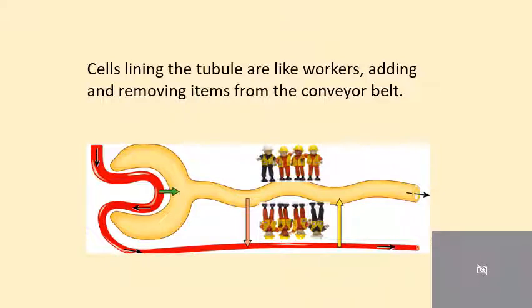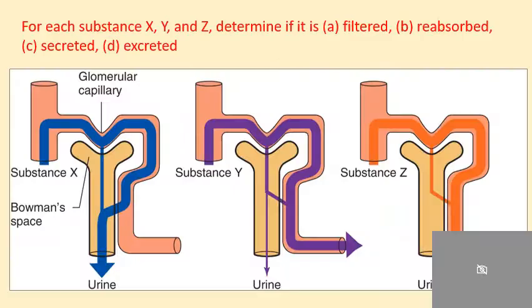And so the cells that make up the wall of your renal tubules are like these little Lego worker people. Some of these worker people are helping your body hold on to useful substances. Other worker people are helping to eliminate additional waste products. Let's work with these three panels to determine if each substance, X, Y, and Z, is filtered, reabsorbed, secreted, or excreted. Let's start with substance X on the left.